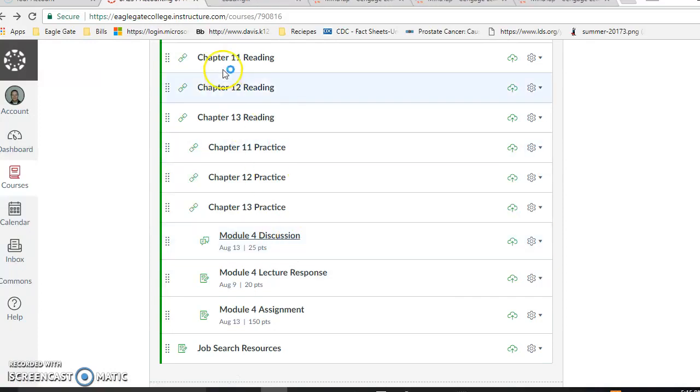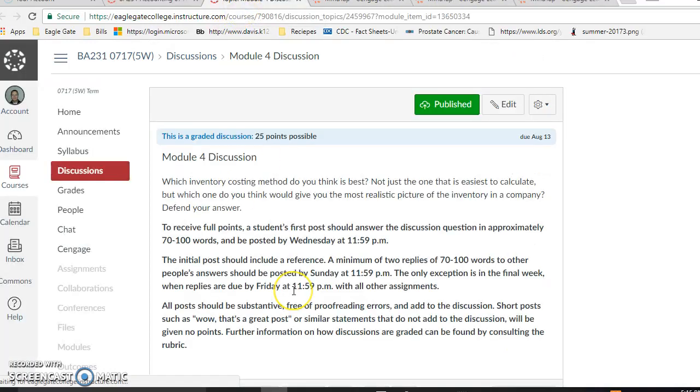Let's talk about the discussion question here for a second. With the discussion question, you're going to be talking about different types of costing methods. As you go through, you want to talk about what you feel is appropriate and which one you think is going to be the most beneficial, as it says in here. Not just the easiest one to calculate, but which one you think will give you the most realistic picture of inventory. There are 3 different types of methods out there that are commonly used. There's LIFO, FIFO, and the weighted average method.